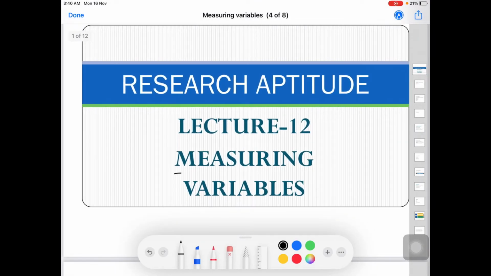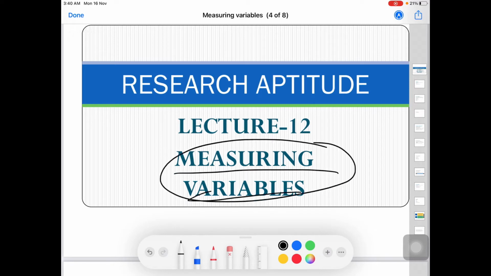Today I will talk about different scales that are used to measure variables. This is lecture 12. Till now I have uploaded a total of 11 lectures on this topic, and this topic is very important because questions are always asked. You will have questions where you have to match different variables against their characteristics, so it is really important.